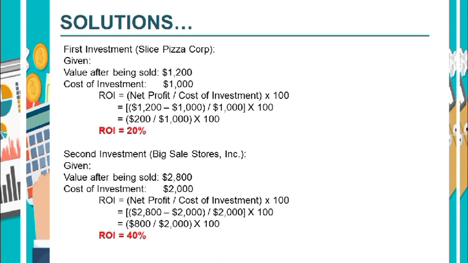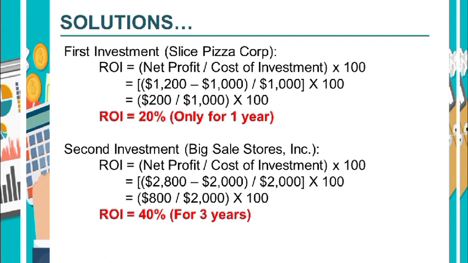Based on these results, we can say that the second investment is better than the first investment given that the ROI of the second investment is higher than the first investment. However, we cannot conclude that kind of statement. Why? Because the scenario of Joe reveals some limitations of using ROI, particularly when comparing investments. While the ROI of Joe's second investment was twice that of the first investment, the time between Joe's purchase and sale was 1 year for the first investment but 3 years for the second.